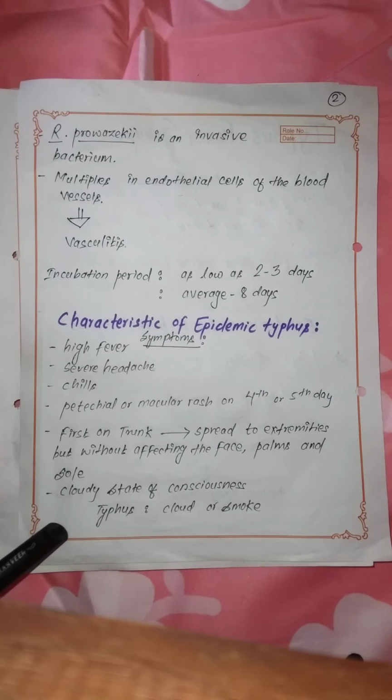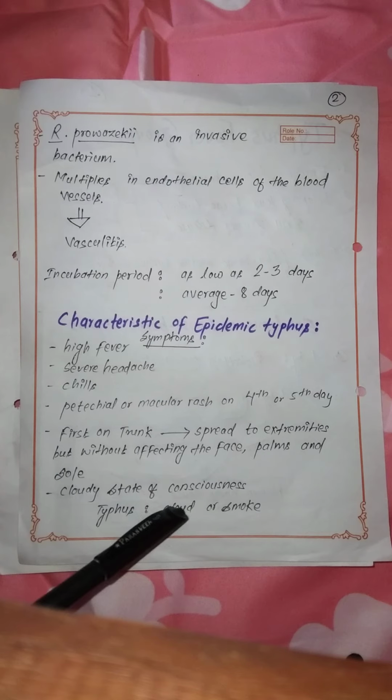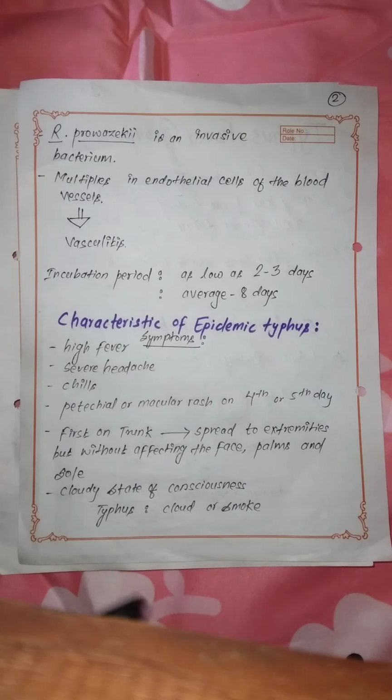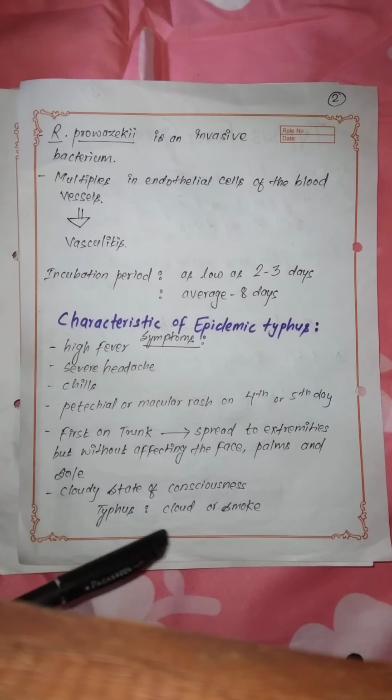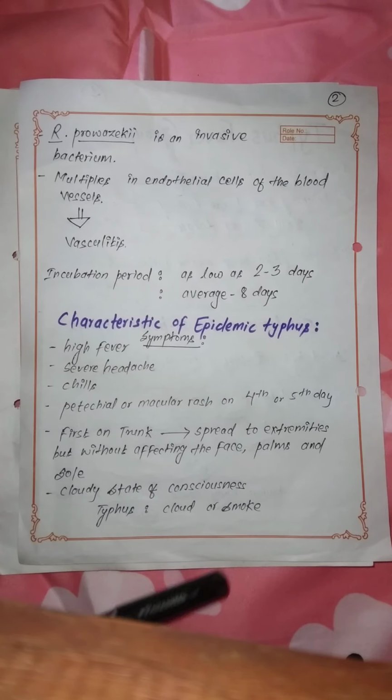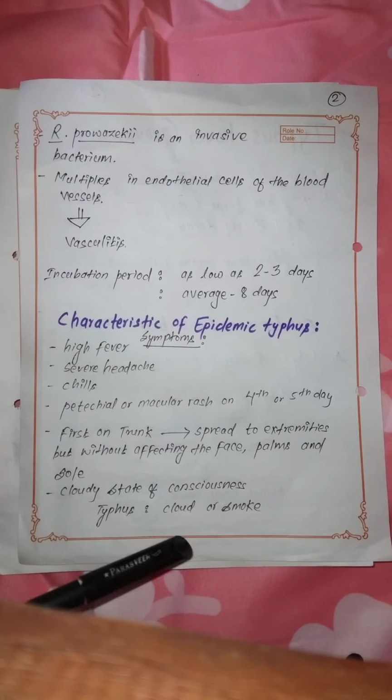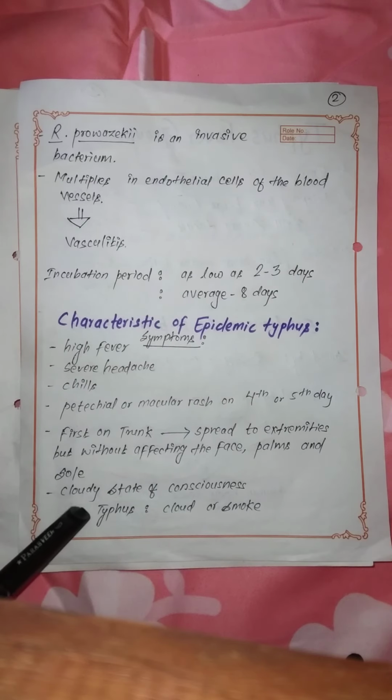It also causes a cloudy state of consciousness. That's where the name is derived from. Typhus means a state of cloud or smoke. The person may feel cloudy or dizzy. Complications may include myocarditis and central nervous system involvement.